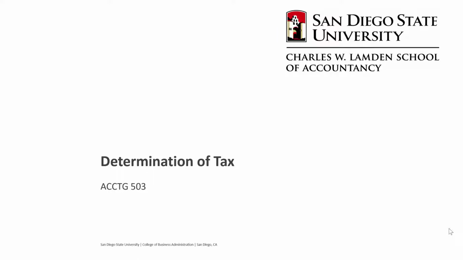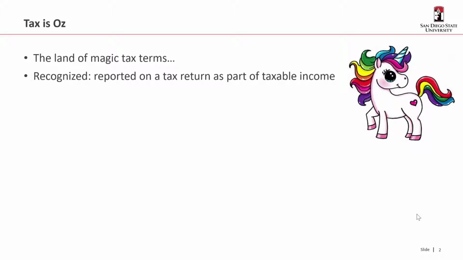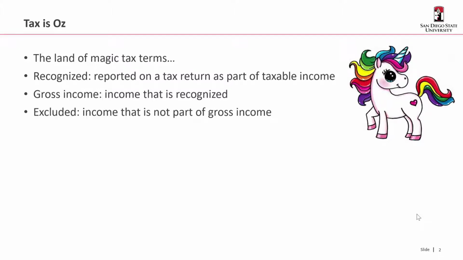Okay, let's get started talking about determination of tax. So there's a few terms. These are what I describe as magical tax terms, meaning they have a special tax meaning. So let's start with recognized. Recognized means that the income or the deduction is reported on a tax return and therefore becomes part of taxable income. So again, simple definition. Gross income is income that is recognized. So we need to recognize income for it to be gross income.